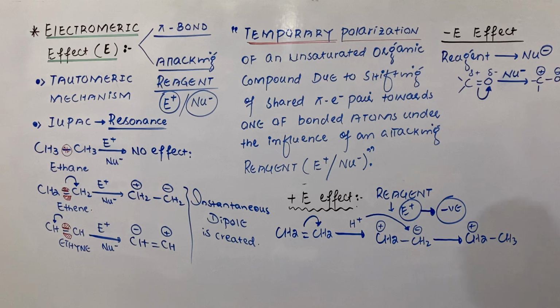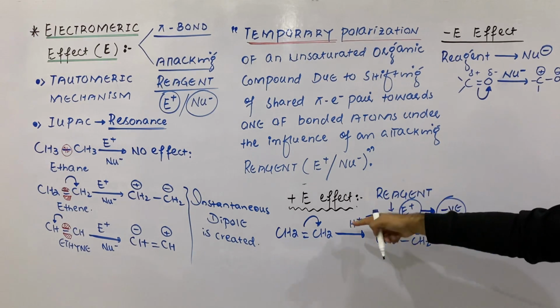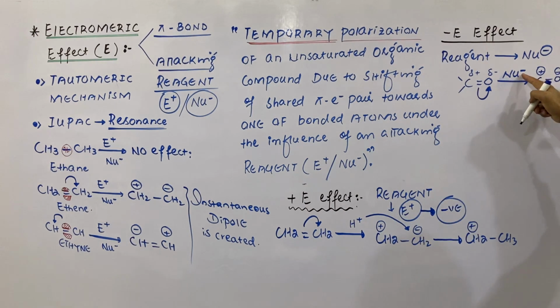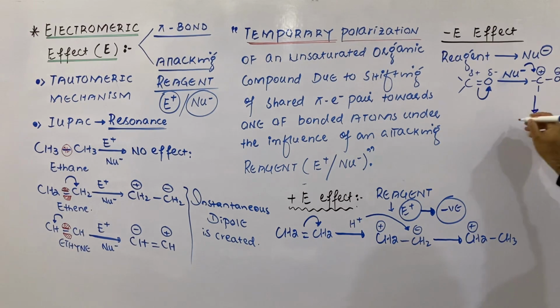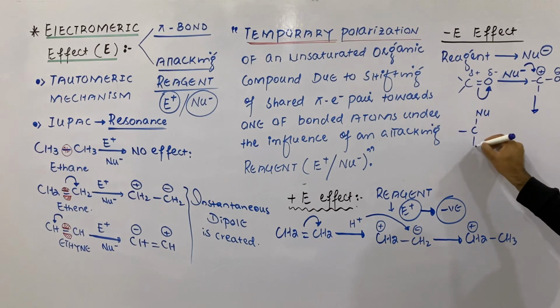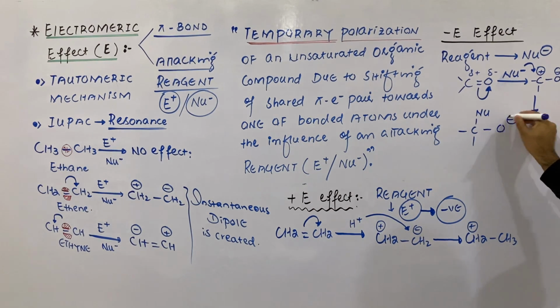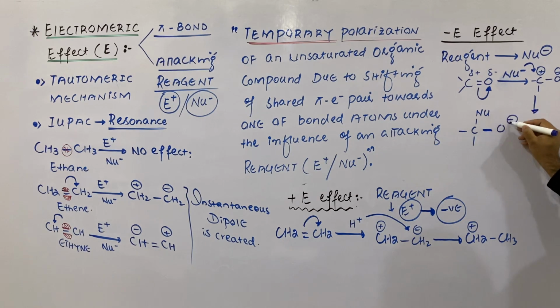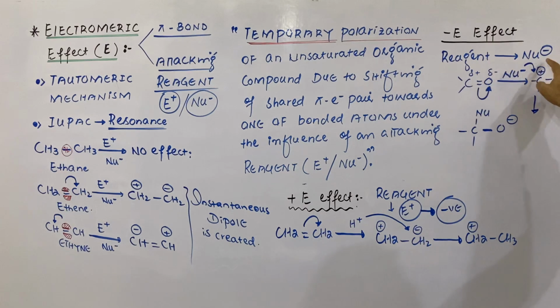Now the attacking reagent will not attack on the negative part of the dipole, as we have seen in the case of the positive electromeric effect. Rather, the attacking reagent will attack on the positive part of the dipole. And what will happen? It will be attached to this carbon, and the pi electrons have moved away from this attacking reagent. So the attacking reagent is a nucleophile.